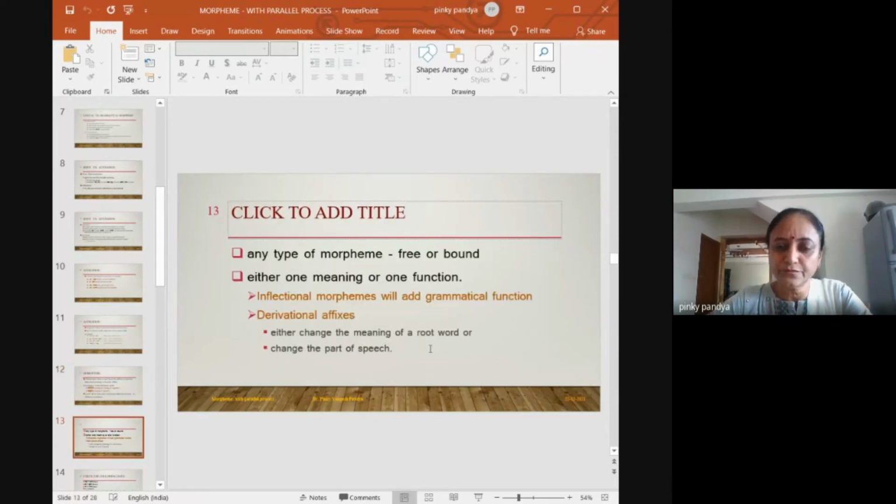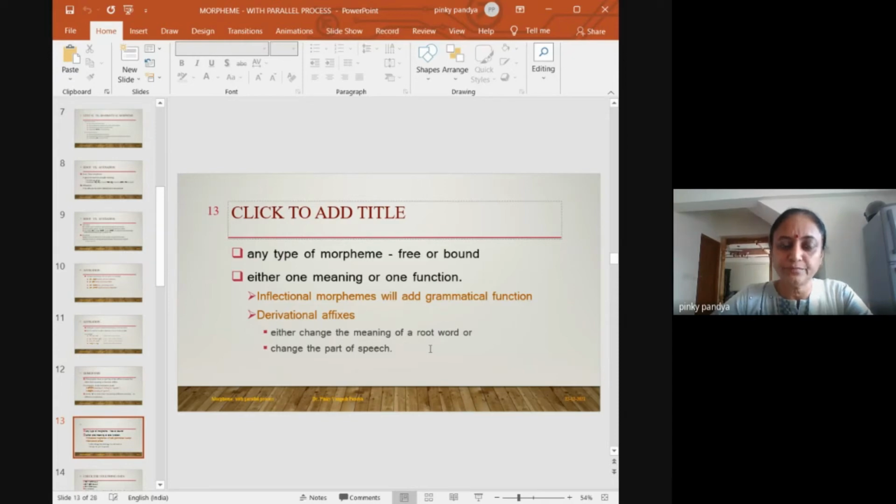So whether free morpheme or bound morpheme, grammatical or lexical, whatever we say, any type of morpheme will have a single meaning or one function.